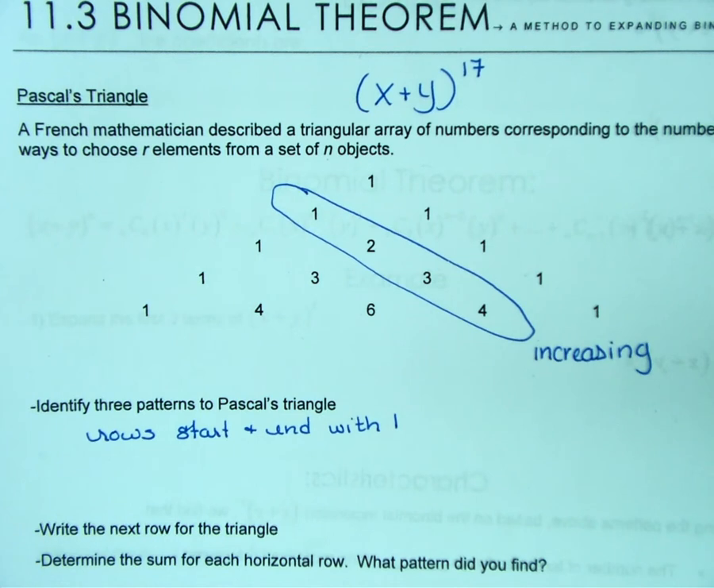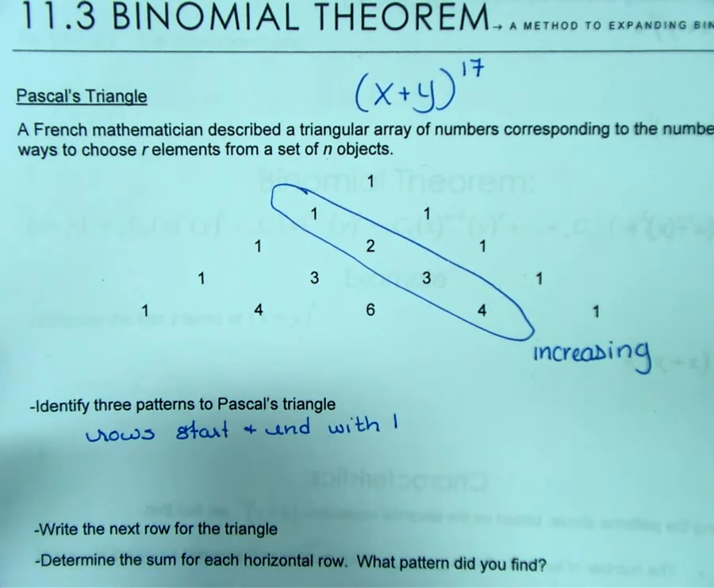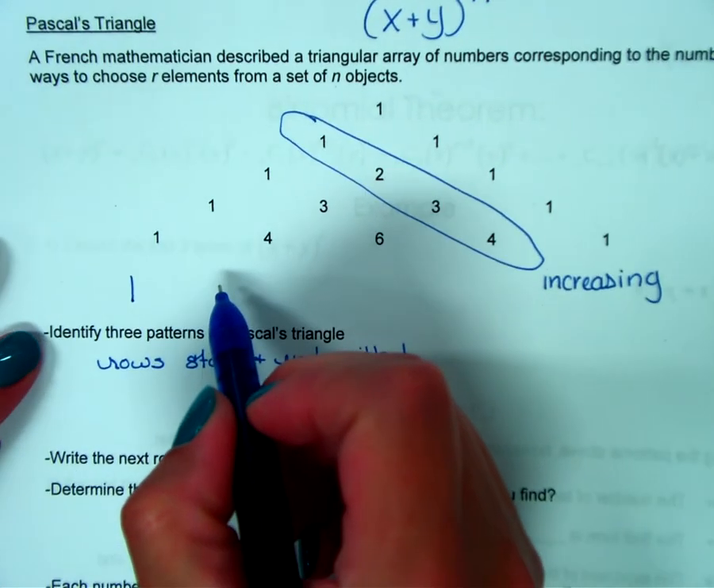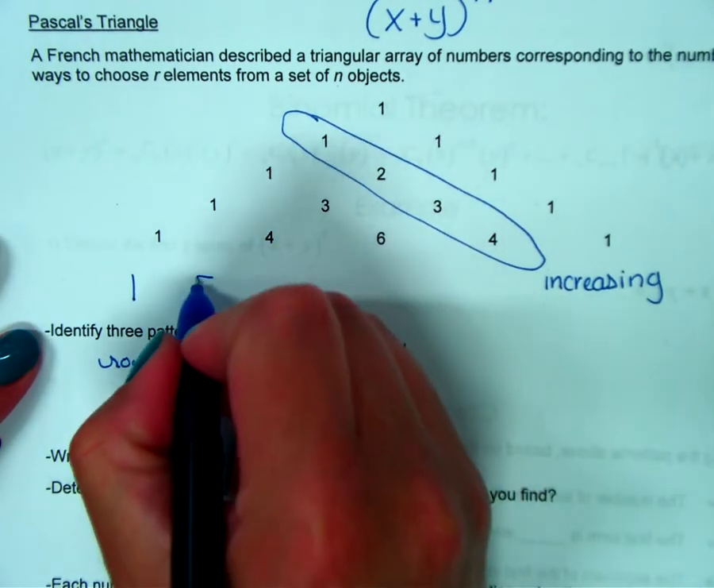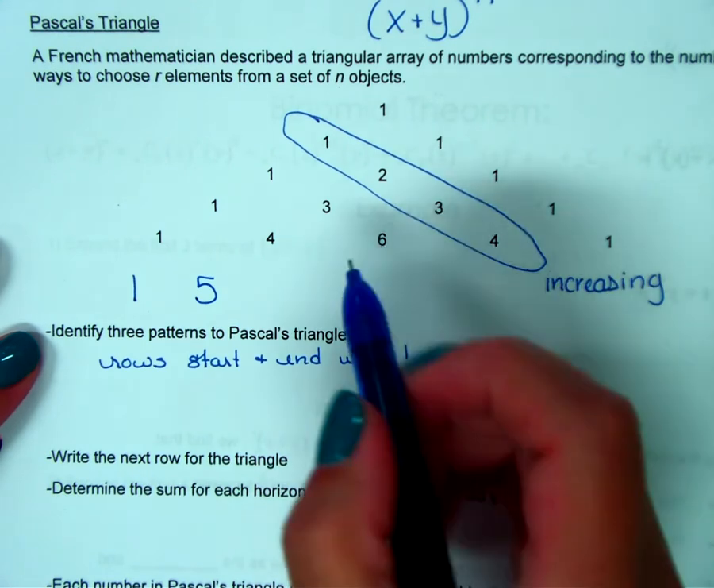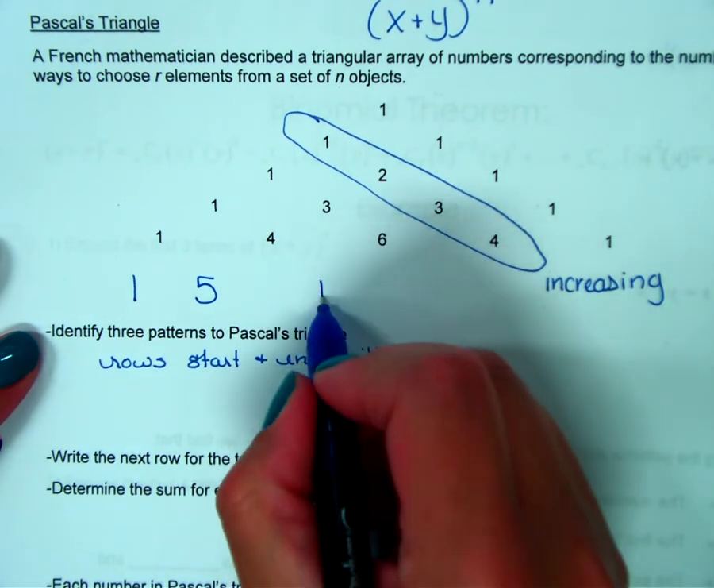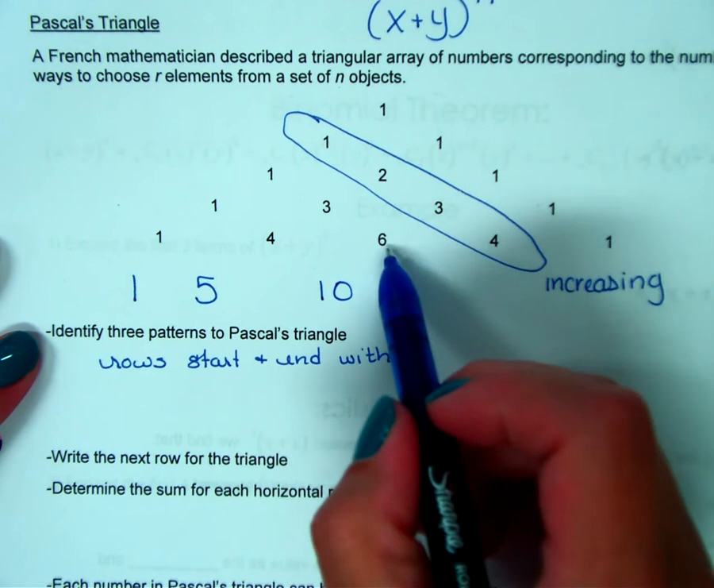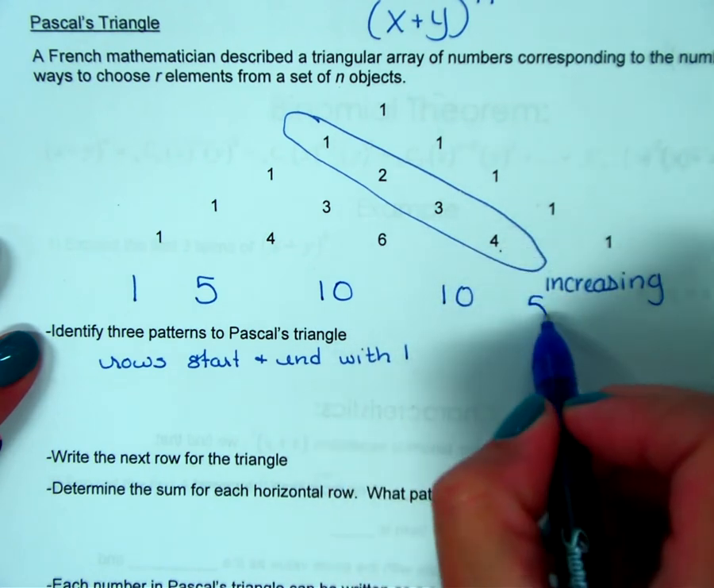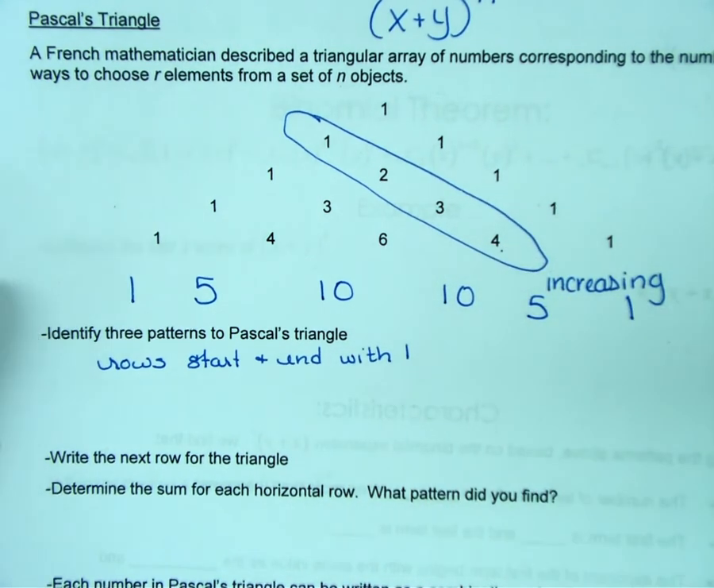The obvious one. How do we get to the next row? What do we start with? 1, and then what do we do? What's next? Add 4 and 1, so that gives us 5, and then what do we do? Add these two, which is 10. Add those two, which is also 10. This would be 5. And it'll finish with a 1. I didn't really follow the spacing, but you get the idea, right?